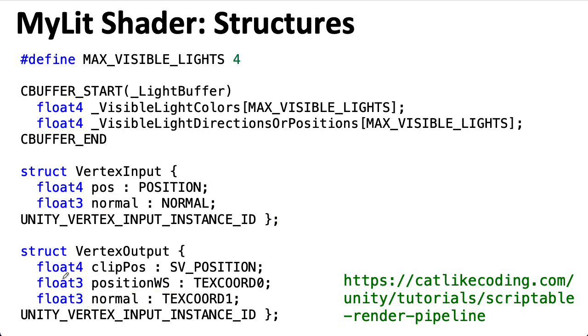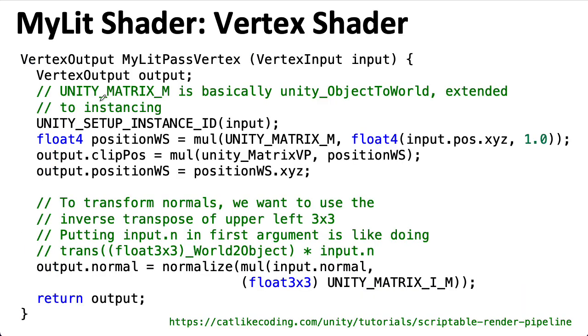There is something new and strange here, and that's this Unity Vertex Input Instance ID macro. This is some bit of Unity magic needed for GPU instancing to work. Just put it in your structures and then don't worry about it. So our vertex shader starts with a bit of Unity magic. That's this Unity setup instance ID macro that will tweak things as needed associated with the GPU instancing. Again, don't worry about it. Just make sure that later on you're using Unity matrix M instead of Unity object to world. And similarly, you're using Unity matrix IM instead of Unity world to object.